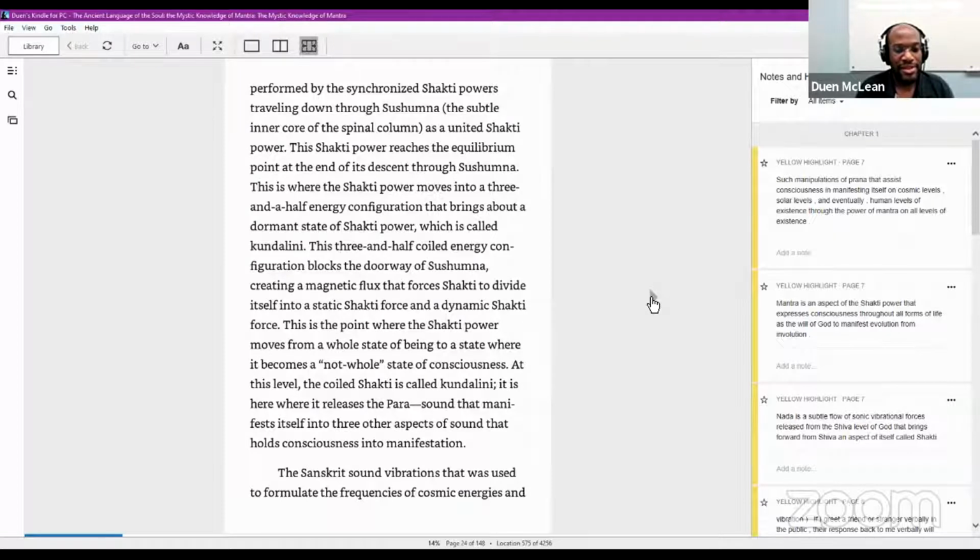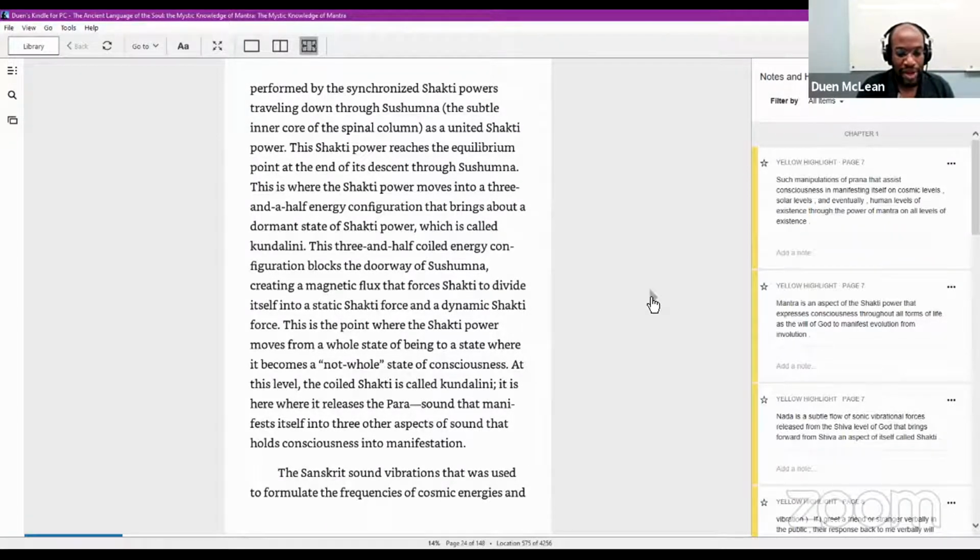This is the point where the Shakti power moves from a whole state of being to a state where it becomes a not whole state of consciousness. At this level, the coiled Shakti is called Kundalini. It is here where it releases the para sound, that manifests itself into three other aspects of sound that hold consciousness into manifestation.